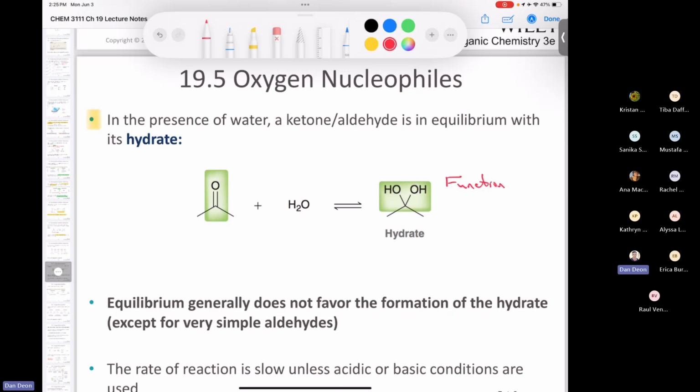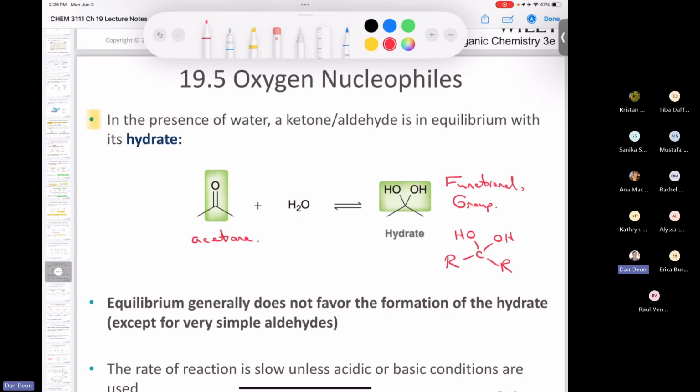And I need you to know that functional group, just like you know alcohol, okay? Just like you know ketone, aldehyde. You need to know the hydrate functional group. So a hydrate is when you have a carbon that's got two hydroxyl groups on it, okay? We call that a hydrate. So you can see here, this is acetone, and this is just the hydrate of acetone.